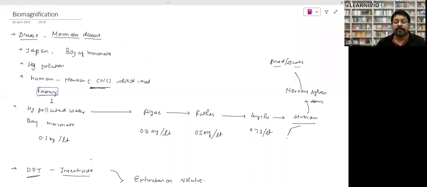What happened? Their nervous system got destroyed and the people become mad and then died, right? And this disease is called Minamata. So Minamata disease is caused by the mercury pollution, right? And this is the example of biomagnification. What is biomagnification?